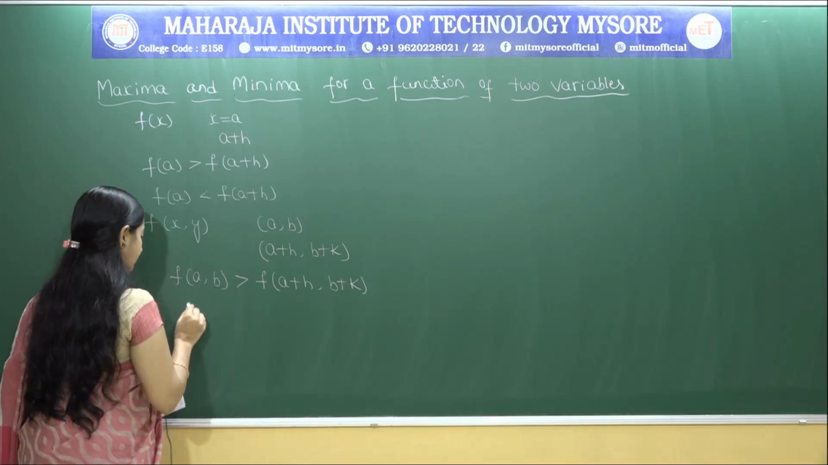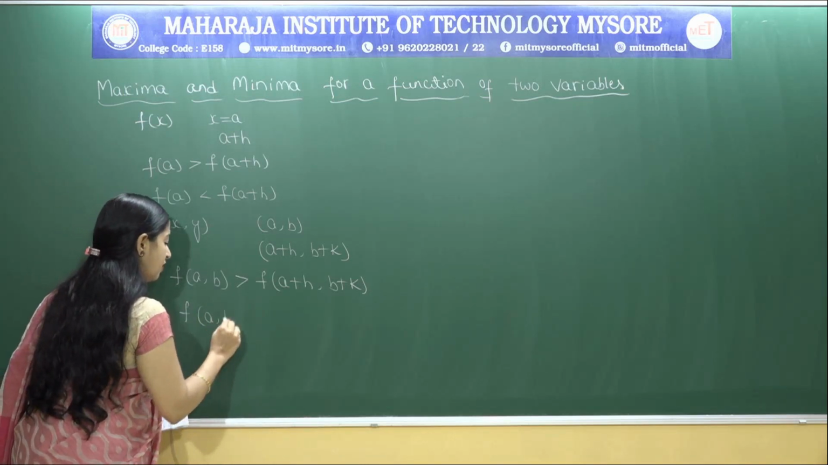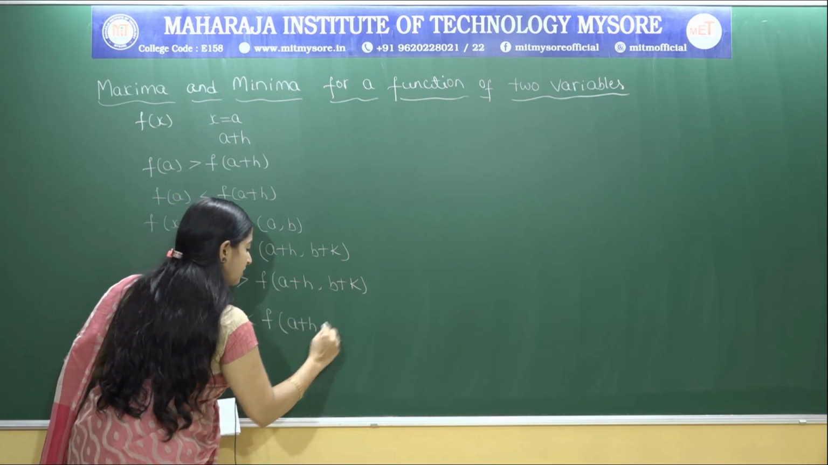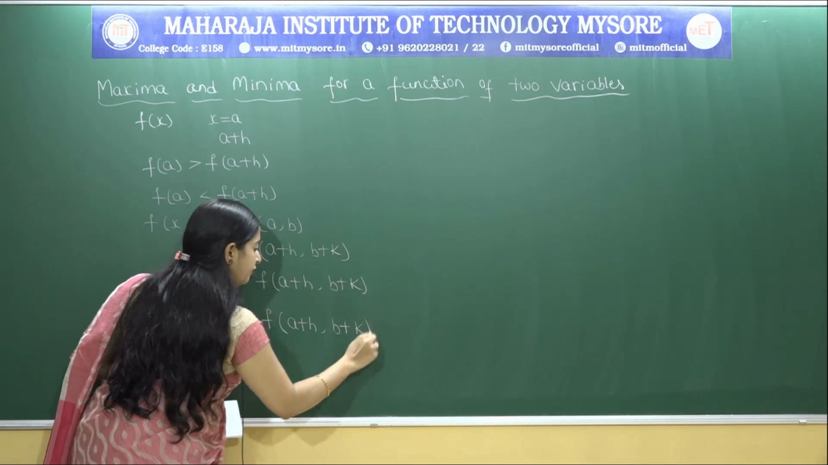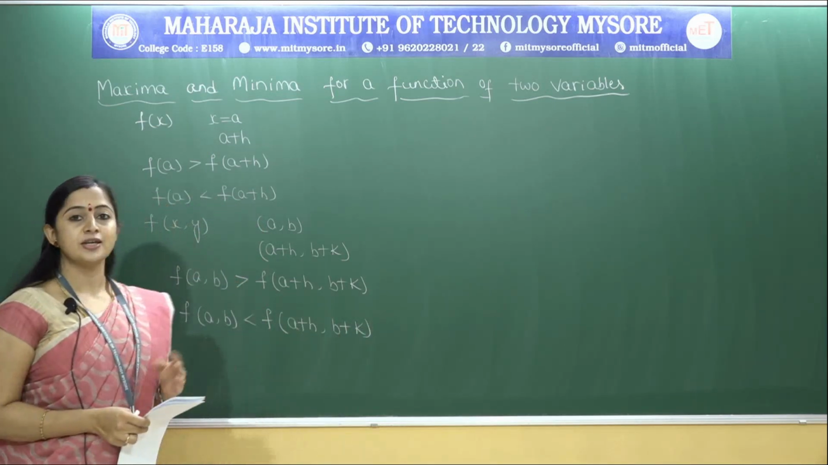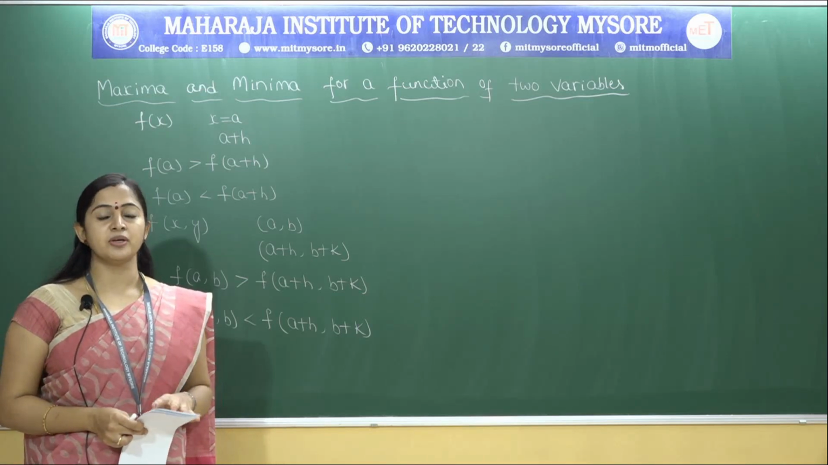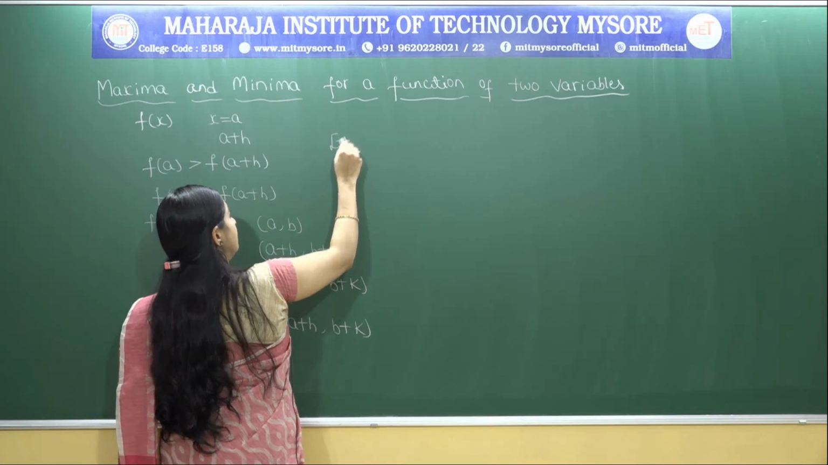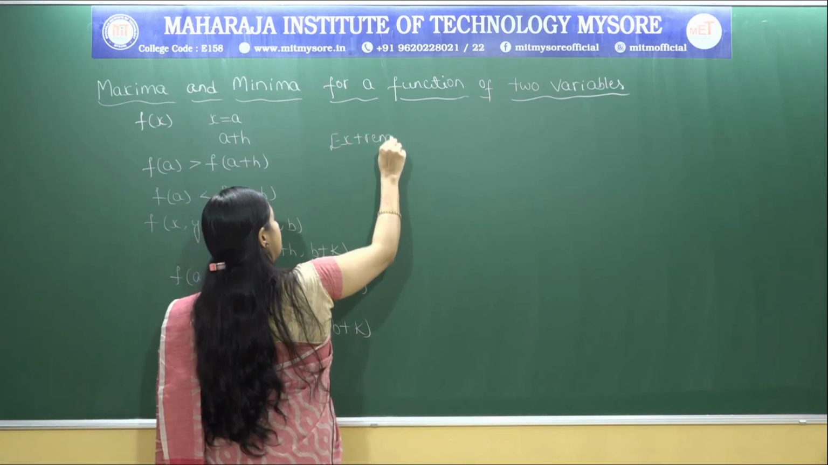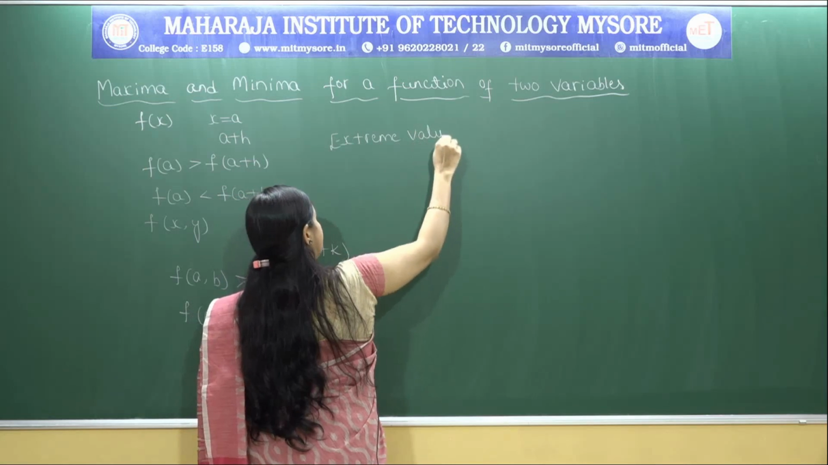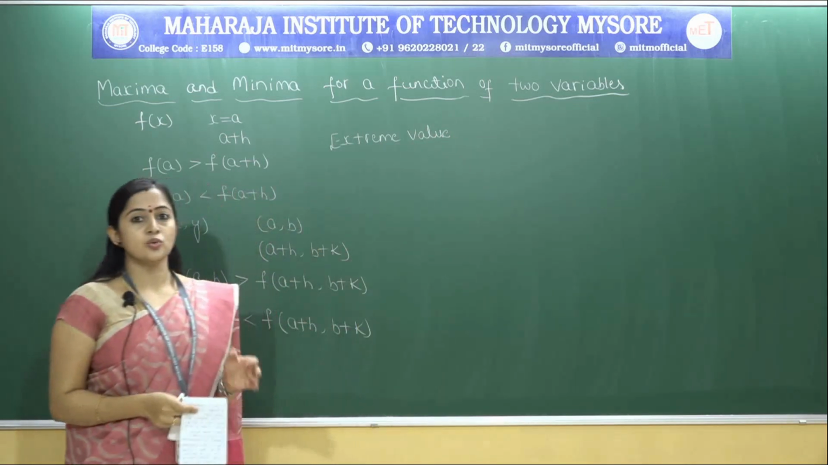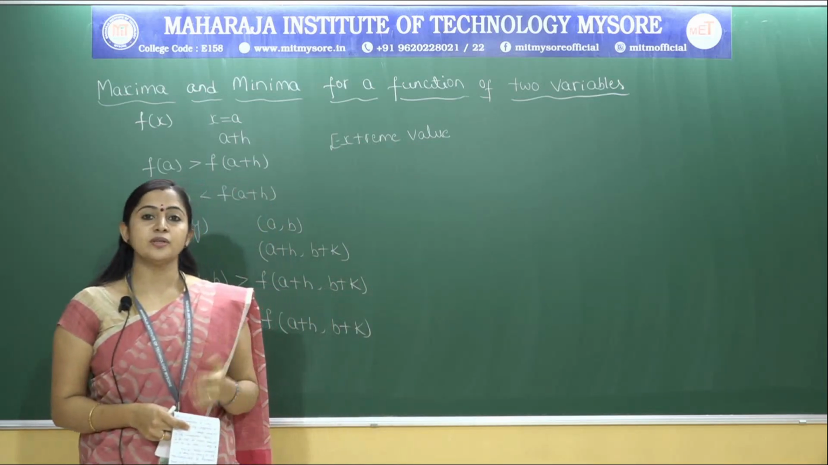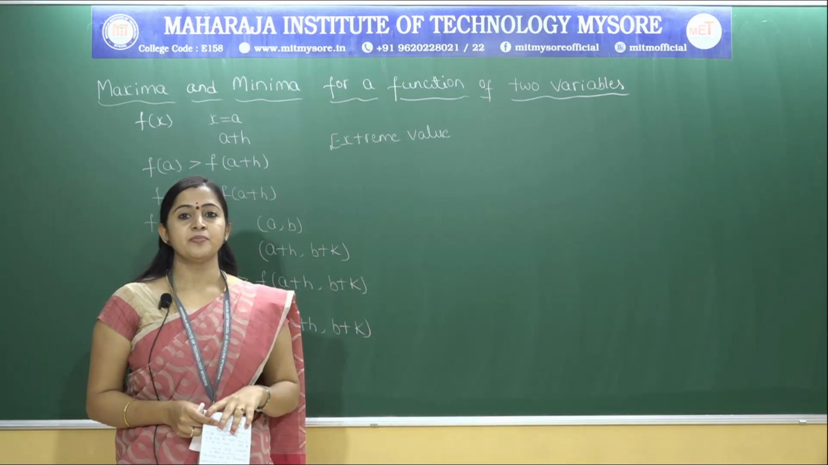Similarly, if f of a comma b is less than f of a plus h comma b plus k, then the given function is said to be minimum at the point a comma b. And also the function is said to be an extreme value, either it is a maximum or the minimum at the point a comma b.